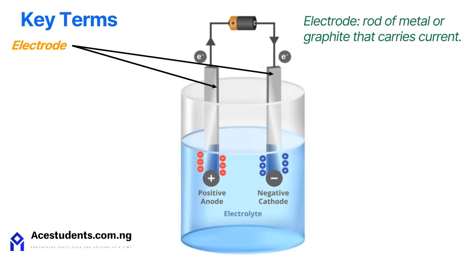Firstly is the electrode. An electrode is a rod made of metal or graphite that allows current to enter or leave the electrolyte. You will always find two electrodes in an electrolysis cell.